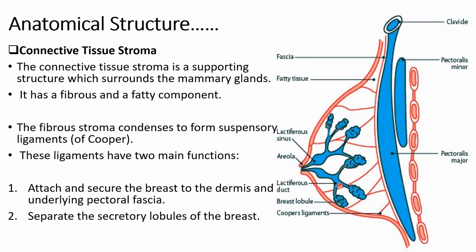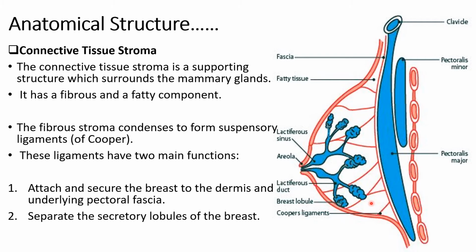The lactiferous ducts from different lobules join together to form the lactiferous sinus. Different lactiferous sinuses converge at the areola in the nipple like the spokes of a wheel. This much we have seen already. Then in between the mammary glands you can see supporting structures, the white colored things here, and that is called the connective tissue stroma. The connective tissue stroma has a fibrous component and a fatty component.